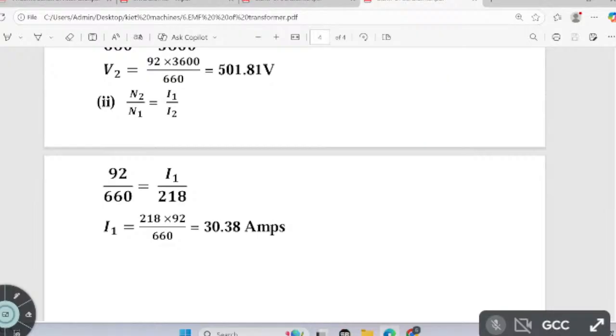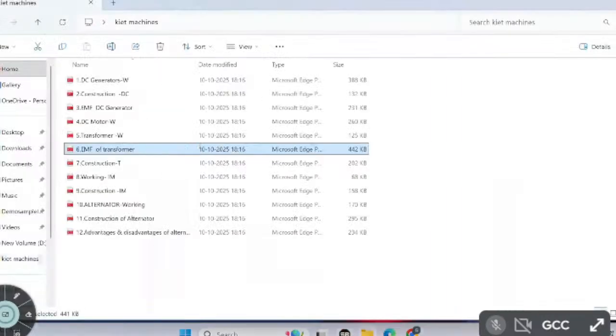Okay, if you apply DC to the transformer, what happens? What happens?